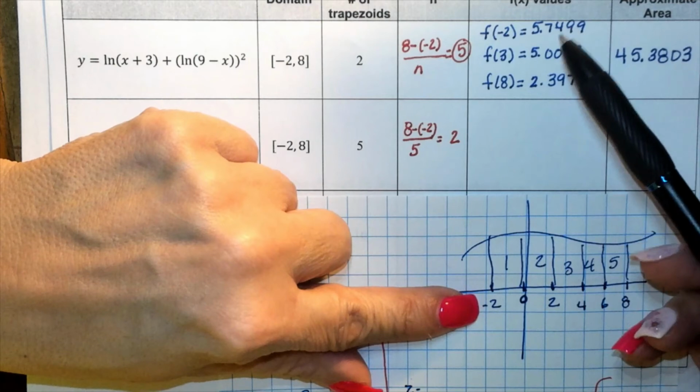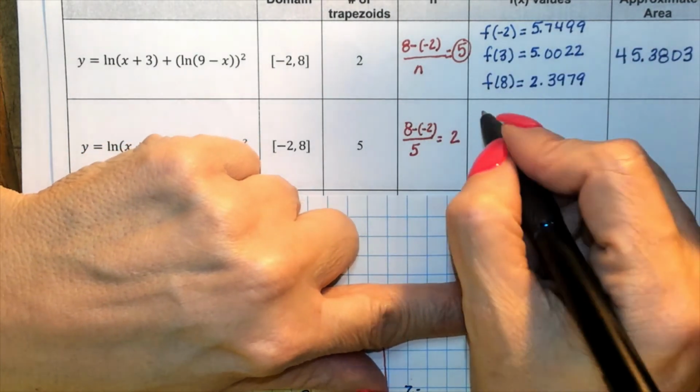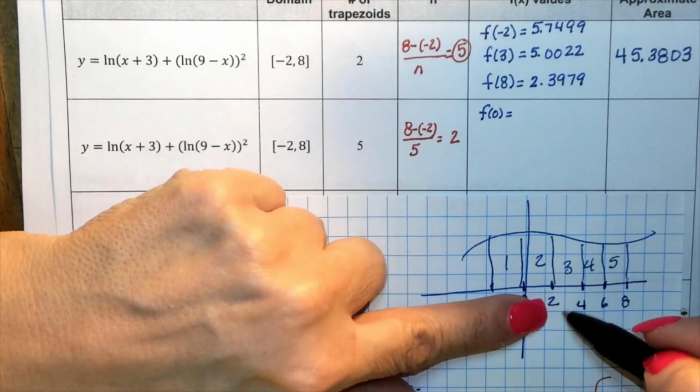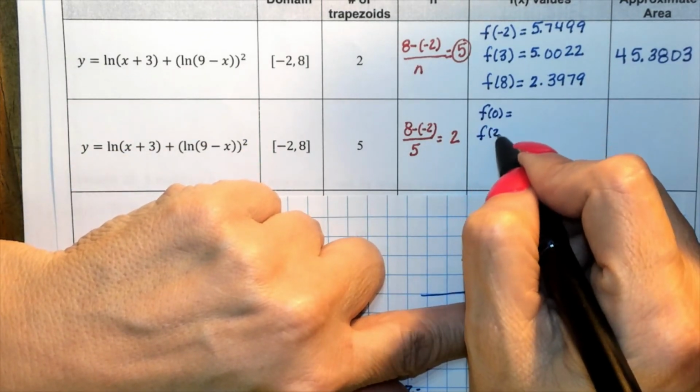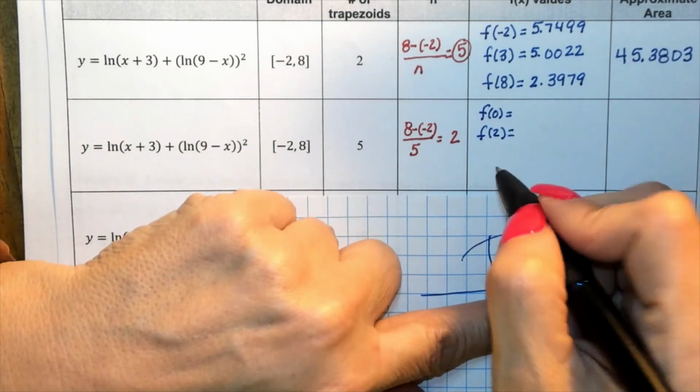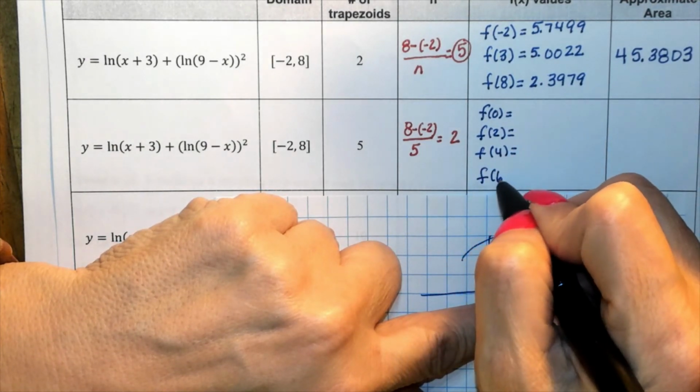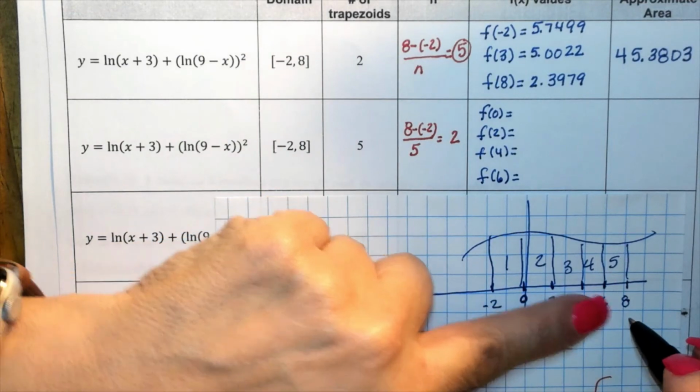So what do we need? We need f of -2, f of 0. So we're going to add f of 0. Since we don't have it listed here, we need f of 2. So let's add f of 2. We need f of 4. We need f of 6. And then we already have f of 8.